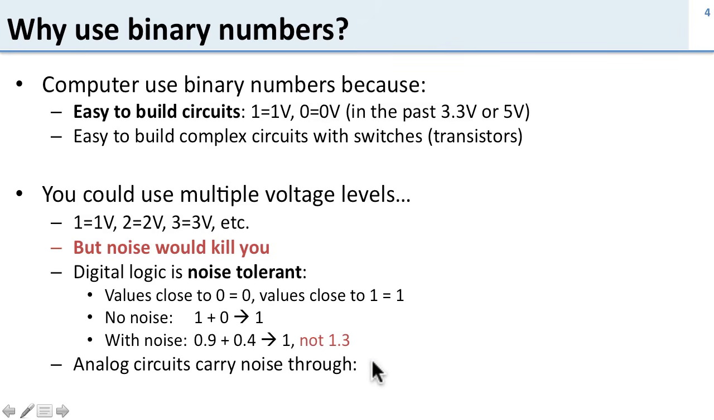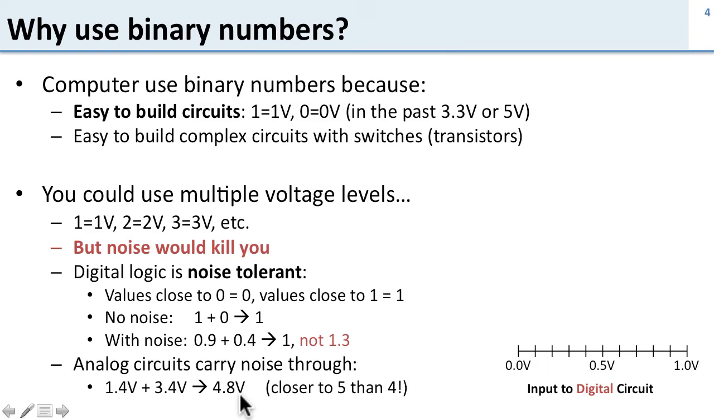Analog circuits don't work that way. That's why we use digital circuits. In analog circuits, if I have 1.4 plus 3.4 volts, I'm going to get 4.8 volts. So even though these have been pushed off a little bit, it's going to give me a result which isn't what I wanted. So let's take a look at how this actually works.